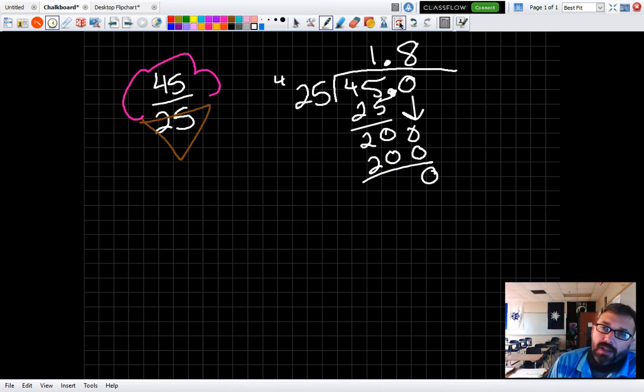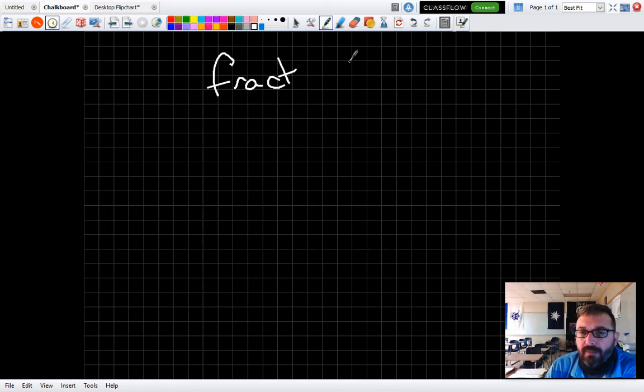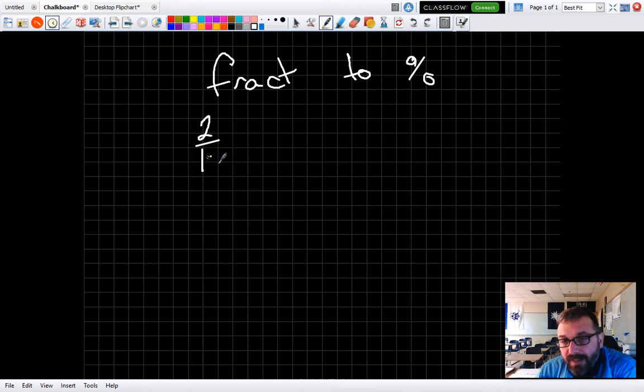Okay. Converting fraction to percent. There are two ways we can work this. One is we can do decimal to percent and then actually multiply by 100, or we can set it up as a ratio table. So let's look at the consistent way we've been doing everything else.